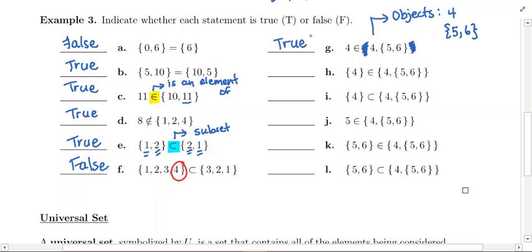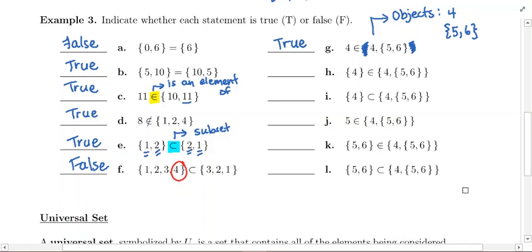Okay. All right, again, for the remainder of these statements, we are working with the same set with the two objects, 4 and the set 5, 6. All right, here's a little bit of a twist from the statement we just looked at. So now what we're doing here is we want to know if the set 4 is an object in the set, okay?